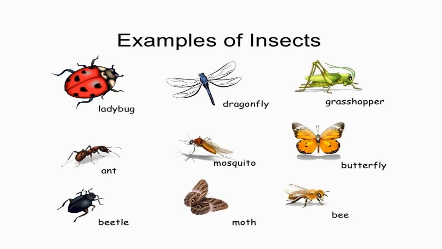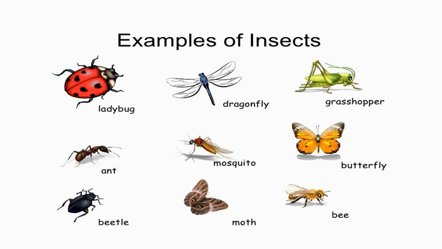Now, you saw five groups of animals. The first group was of mammals. Second, of birds. Third, of water animals. Fourth, of reptiles. And the fifth group, of insects. Now, here we come to an end.